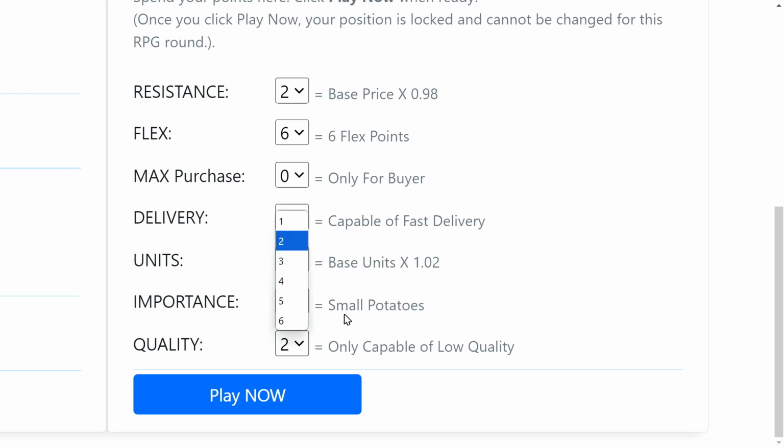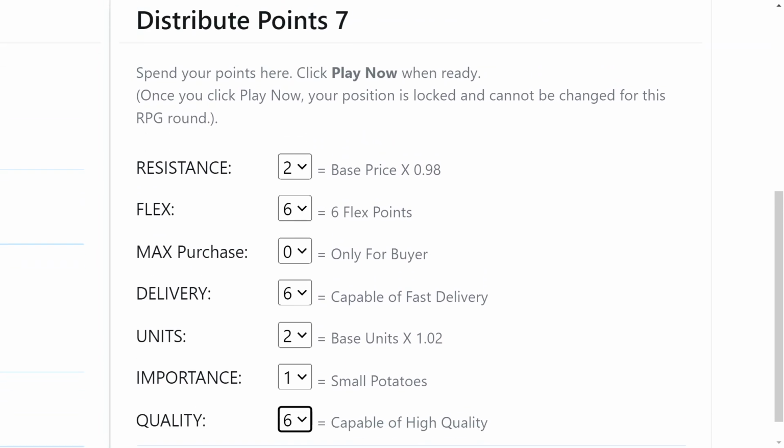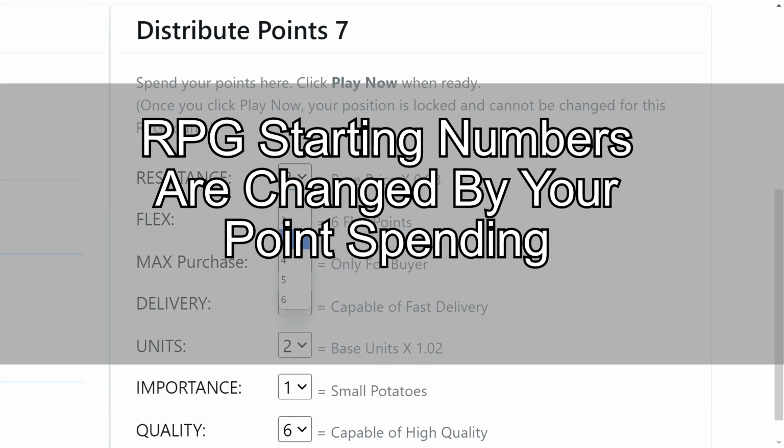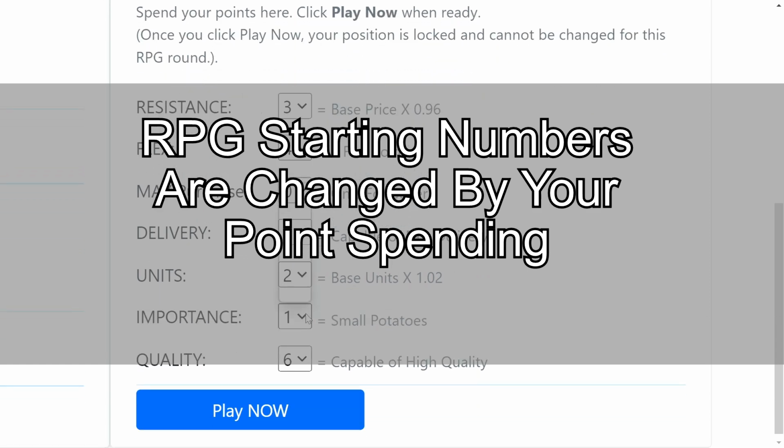And the last one here is quality. 1 is going to be low quality and 6 is going to be high quality. If you're a buyer, this means you need to buy high quality. If you're a seller, this means you can manufacture high quality. Remember, you need to use up all your points. So we still have 7 points here to distribute. So it's up to you. How do you want to use up the points that you rolled?